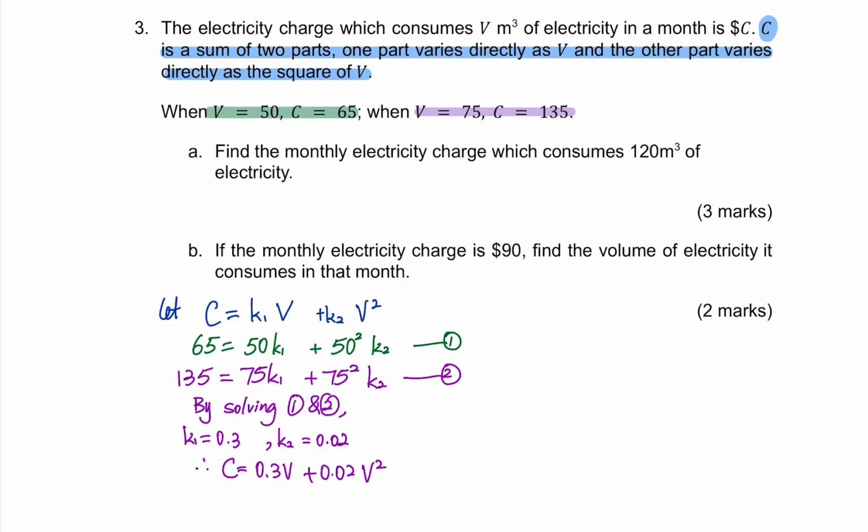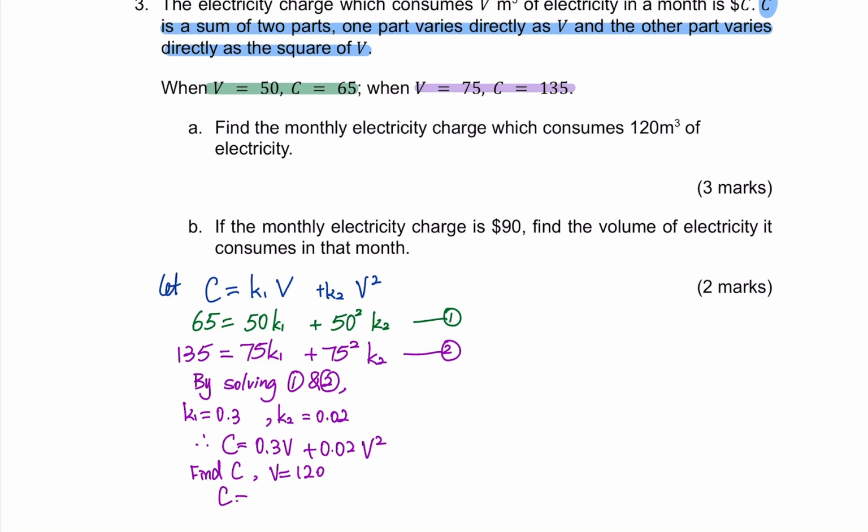It's not yet done, because in part A you also have to use this 120, and that 120 is the V. See m cubed here, m cubed here, so V is 120. So you have to find C when V is 120. So it's just replacing. C is there, 0.3, and the 120.